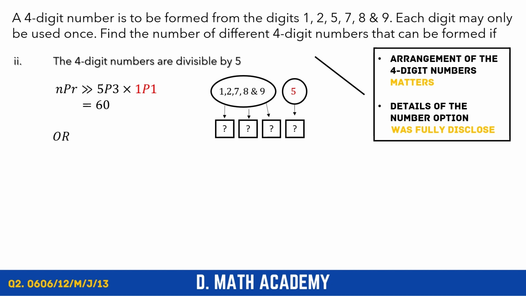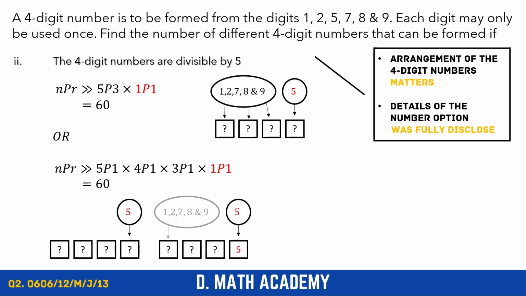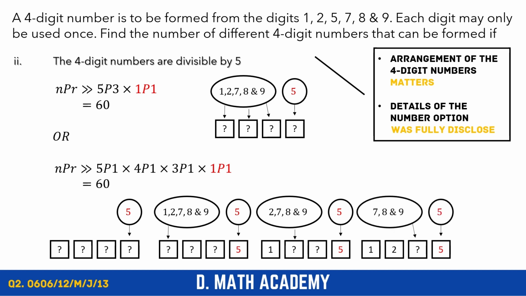Or if you were to write the longer method, same thing, I preset the last number. So it will be 1P1 for the last digit. For the first number, we have 5, we choose 1 only. For the next one, we choose 1 out of the 4. And for the third number, out of the 3, we select 1 of them. So 5P1 times 4P1 times 3P1 times 1P1 equals 60, which is your final result.